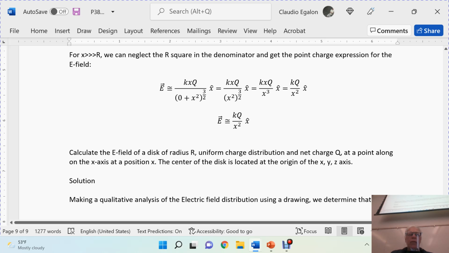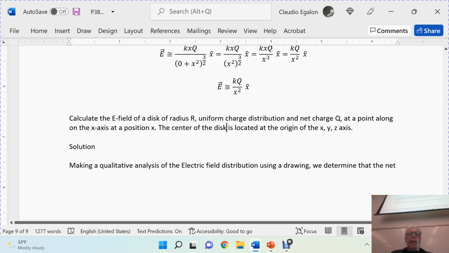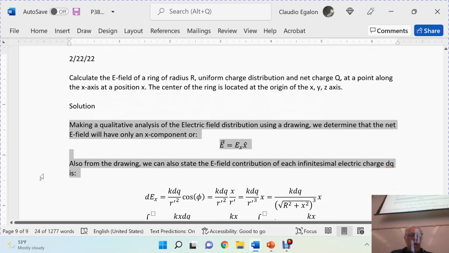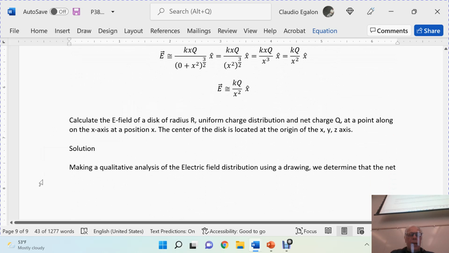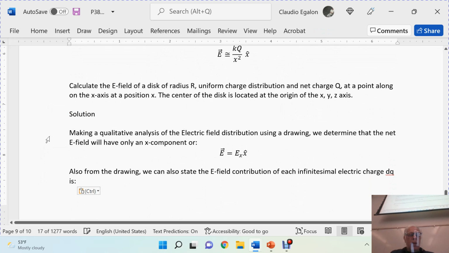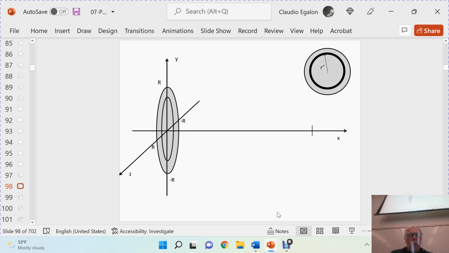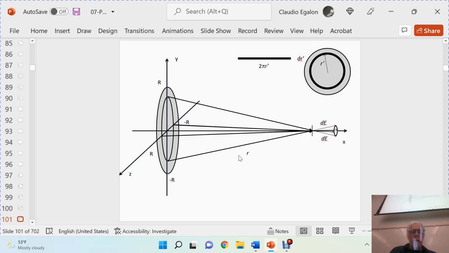Making a qualitative analysis of the electric field distribution using a drawing, we determine that the net field, again, just like before, has only an x component. But before we do that, we're going to get an infinitesimal charge distribution that's going to be a ring. So this disk is made up of infinitesimal charge distributions that are rings. This ring is an infinitesimal charge distribution, and then there are several rings there, okay?